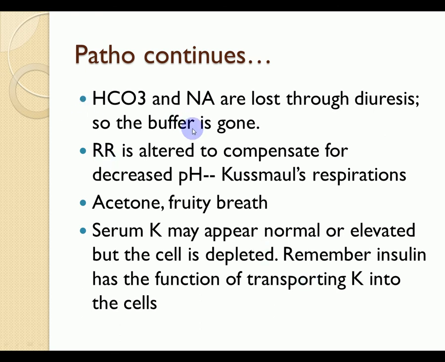Bicarbonate and sodium are lost through diuresis, so the buffer is now gone as well. The respiratory rate alters to compensate for decreased pH and becomes what we call Kussmaul's respirations. This is normal for someone who is having DKA to have Kussmaul's respirations. Because of the acetone, they have what we call the fruity breath. And serum potassium is a very important key thing. It may appear normal or elevated, but the cell, remember, is actually depleted.